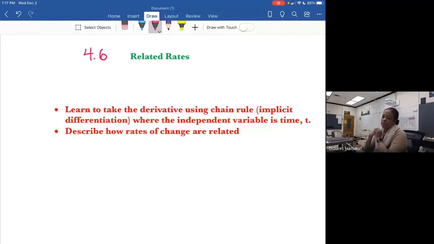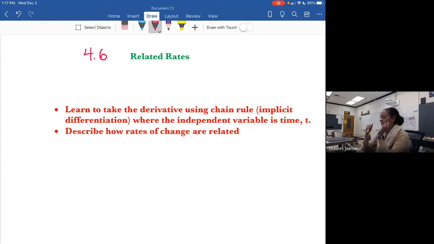We skipped a couple of sections. So we're starting with 4.6, and this is our unit on related rates. And so you'll see the two sort of core things that we are going to cover in this section. It's going to be a lot of word problems.